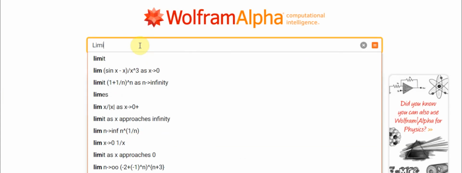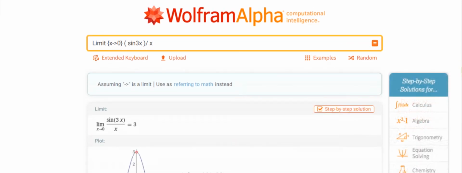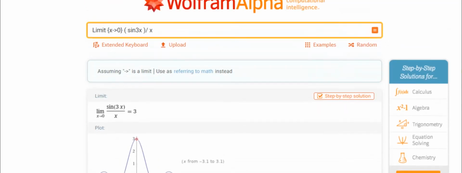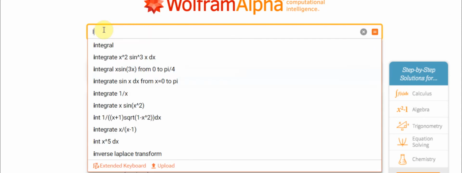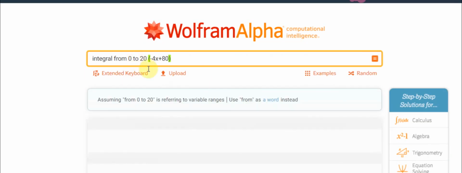Limit. You put the bracket in here, so it will show the answer. Integral forms from one number to another number like this.